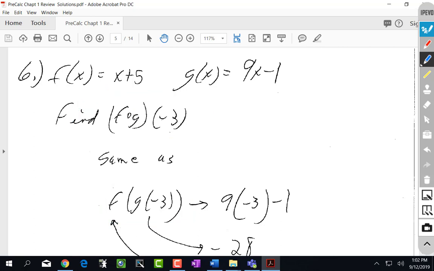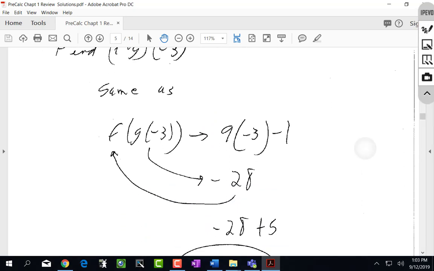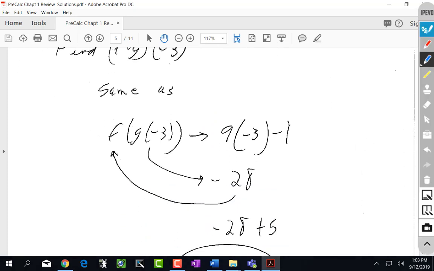Because what this is telling me is to take my negative 3 and put it in my equation g and find that answer. So here's my equation g. I'm going to put negative 3 into it. And when I do that, I get 9 times negative 3 minus 1. So let's go ahead and simplify that down. We'll take 9 times negative 3. That's going to be negative 27, minus 1 is going to give me a negative 28.